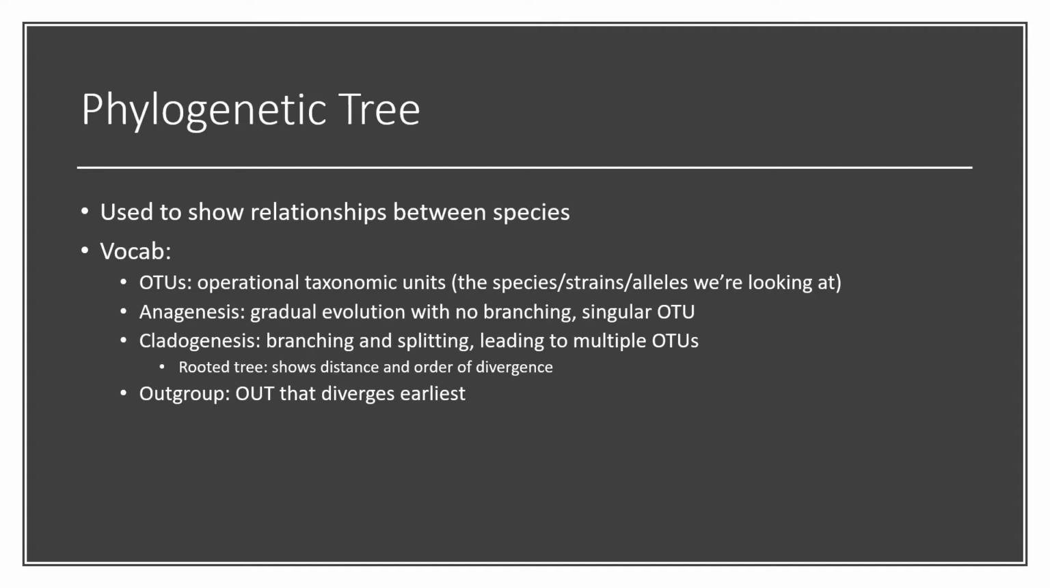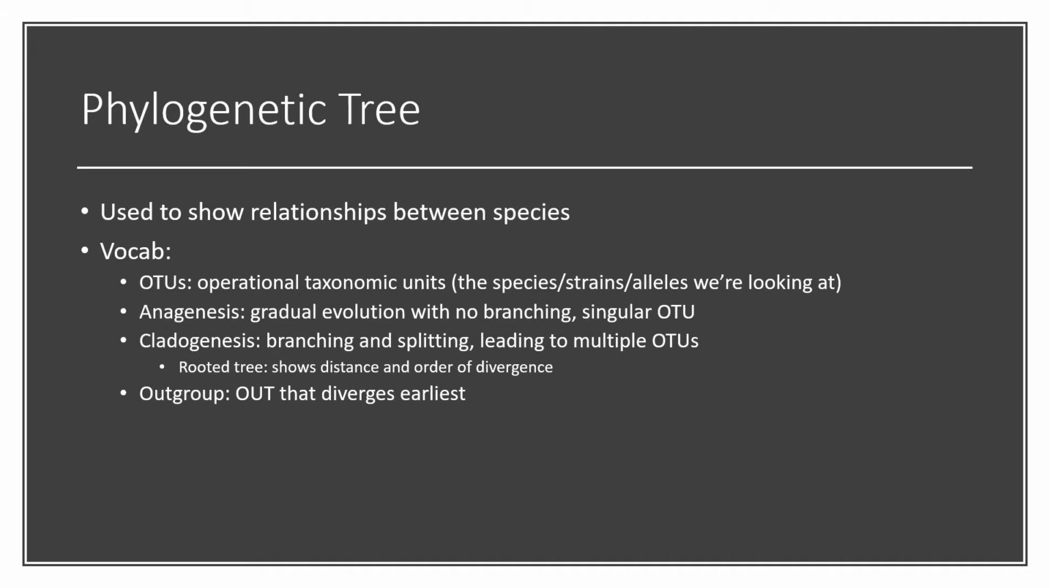Some quick vocabulary for y'all. OTUs, or operational taxonomic units, are the separate species or strains or alleles we're looking at. In this diagram that I'm going to show you, we're going to be referring to these objects as different species.